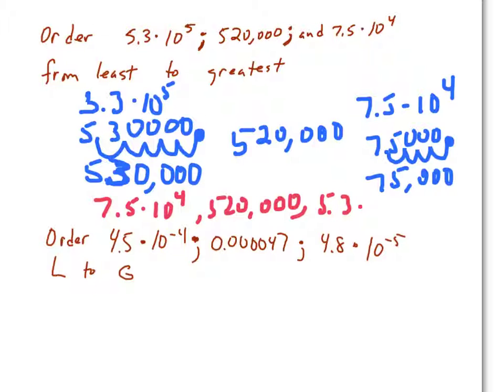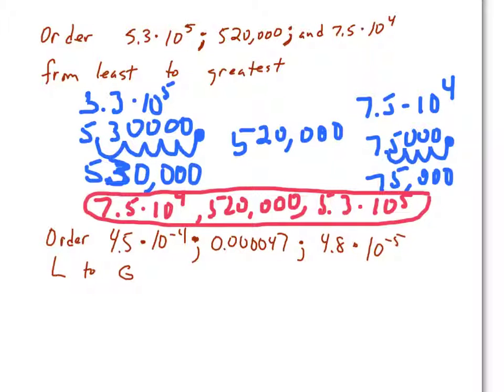Times 10 to the 5th. And that would be our answer based on our evidence there. Now, then we're going to list these very small numbers from least to greatest. We might need to stack these.